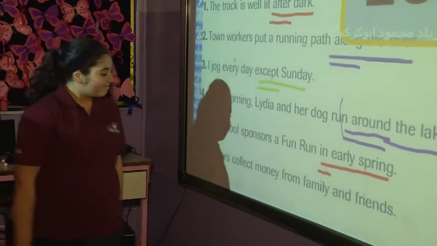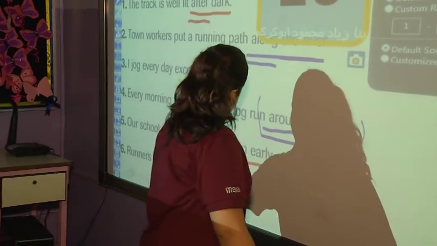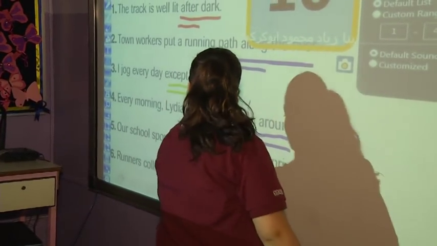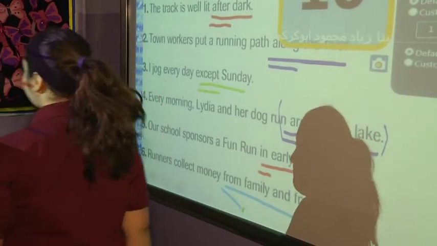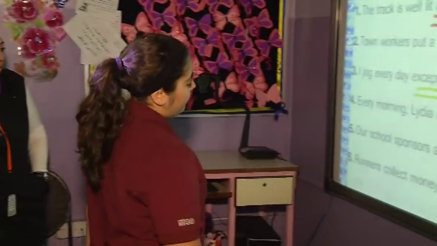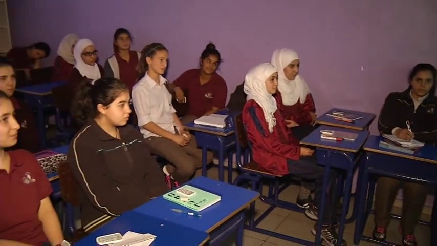Thank you. Runners collect money from family and friends. Excellent. Where's the preposition? From. Where's the prepositional phrase? From family and friends. Is this clear? Yes. Does anyone have any questions? Okay, let's close this.